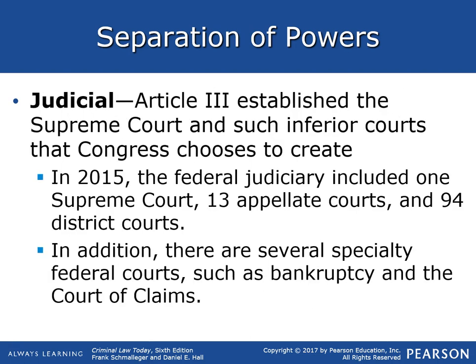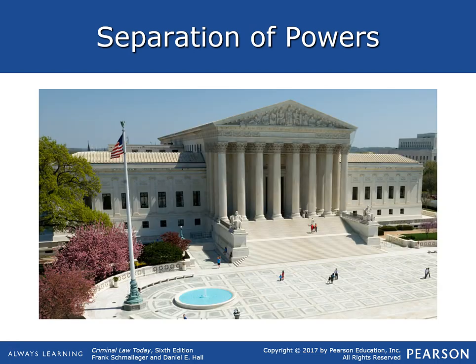And then finally, the judicial. Article 3 establishes the Supreme Court and such inferior courts that Congress chose to create. Now, in 2015, the federal judiciary included 1 Supreme Court, 13 appellate courts, and 94 district courts. In addition, there are several specialty federal courts like bankruptcy court, the court of claims, and even military court.